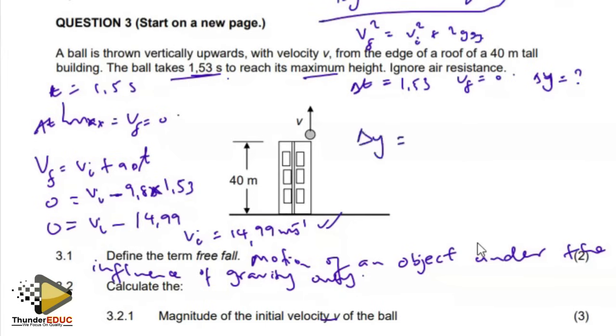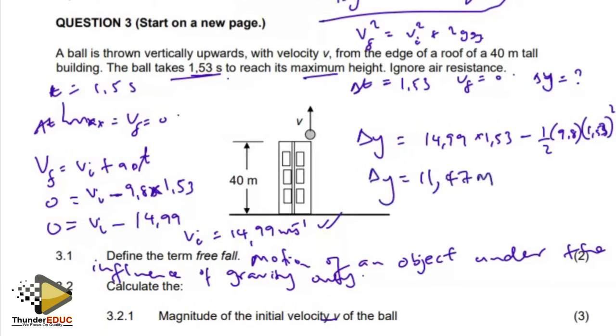and say that my delta Y is going to be V initial, which is 14.99, multiplied by 1.53. Now I'm going to use minus a half times 9.8 multiplied by 1.53 squared. Now you can use a plus, yeah, but then the sign next to the g should be negative. That's if you're using the same direction as before. So 14.99 times 1.53 minus a half times 9.8 times 1.53 squared. I'm getting 11.47 meters. So that is the maximum height, 11.47. All right, so that is 3.2.2.